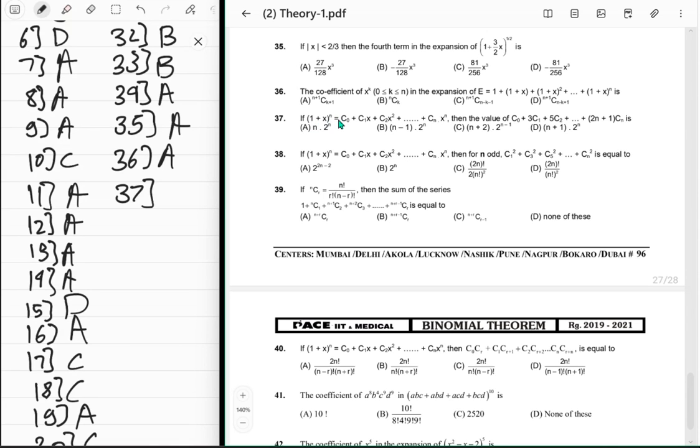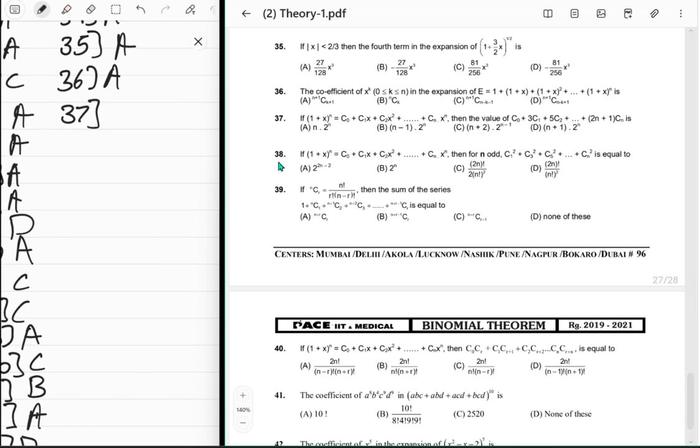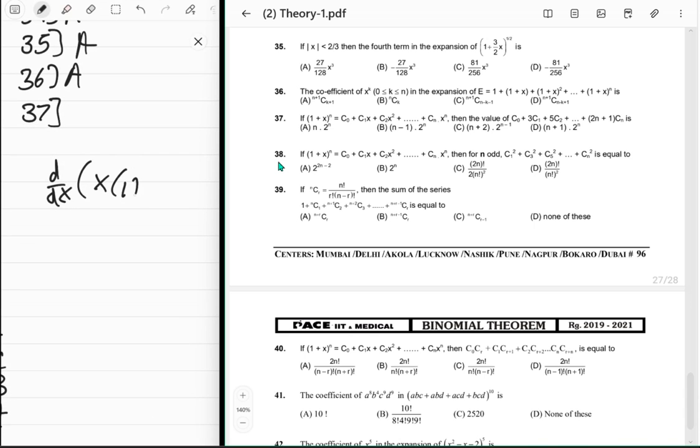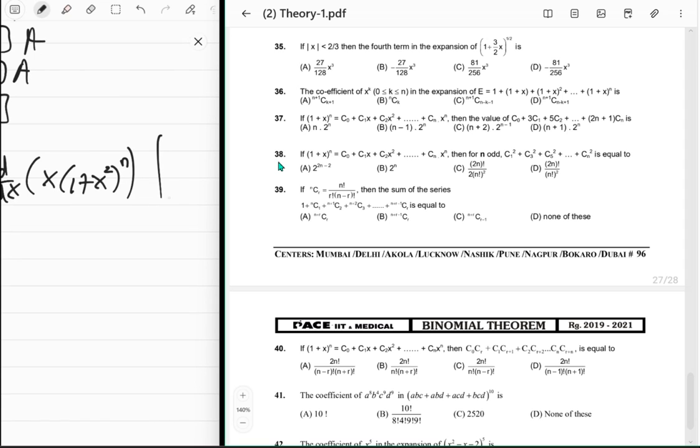So if (1 + x)^n is equal to this, then the value of c0 + 3c1 + 5c2 and so on. Fine, it's actually very much doable. Just put x squared in there and then multiply by x, and then differentiate. So you're just going to differentiate x times (1 + x squared)^n, and then you will just put x equal to 1 in there and you will get the thing, right?